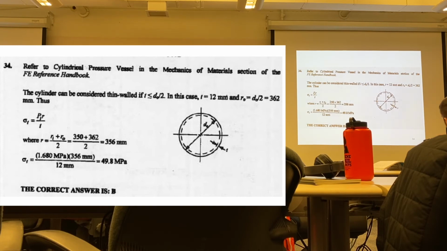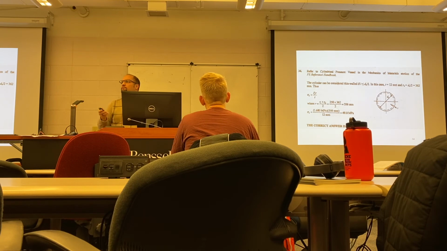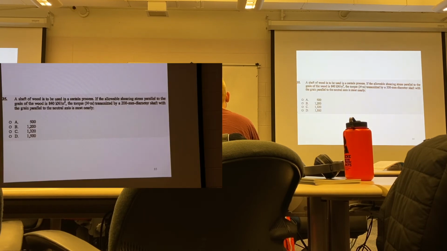All right. Any questions? A shaft of wood is used in a certain process. If the allowable shearing stress parallel to the grain of the wood is 840 kilonewtons per square meter, the torque transmitted by a 200 millimeter diameter shaft with the grain parallel to the neutral axis is most nearly what? What kind of problem is this?